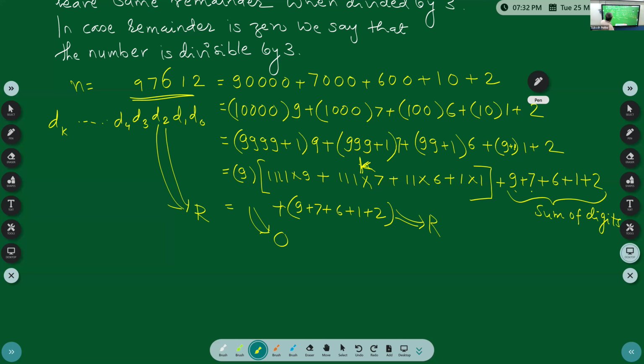Okay, let us know. So divisibility test of 3 is done and 9 is done. 9 is exactly the same. Group also will go exactly similar. Let us do 11.